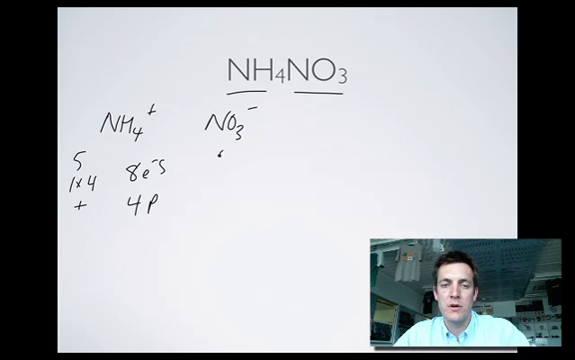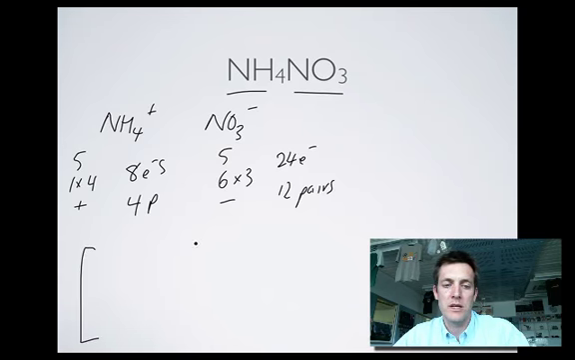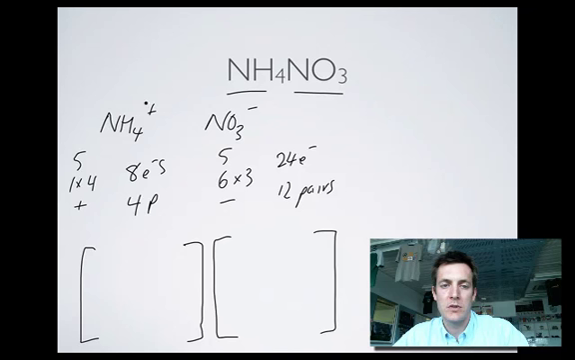Here we've got a group 5 element and a group 6 element, oxygen times 3. We've got a negative charge, so that adds an electron, so we've got 24 electrons here and 12 pairs. Right, so there's going to be 2 things in square brackets because they're both ions. One of them has a single positive charge, one of them has a single minus charge. And we've got 4 pairs to play with here.